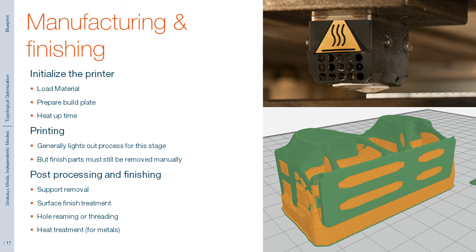Where precision is required, it's wise to have holes reamed or bored to improve the accuracy of their final size and positioning, as well as a general rule of thumb where threads are needed, these holes might need to be tapped or inserted with brass bushings post-printing.